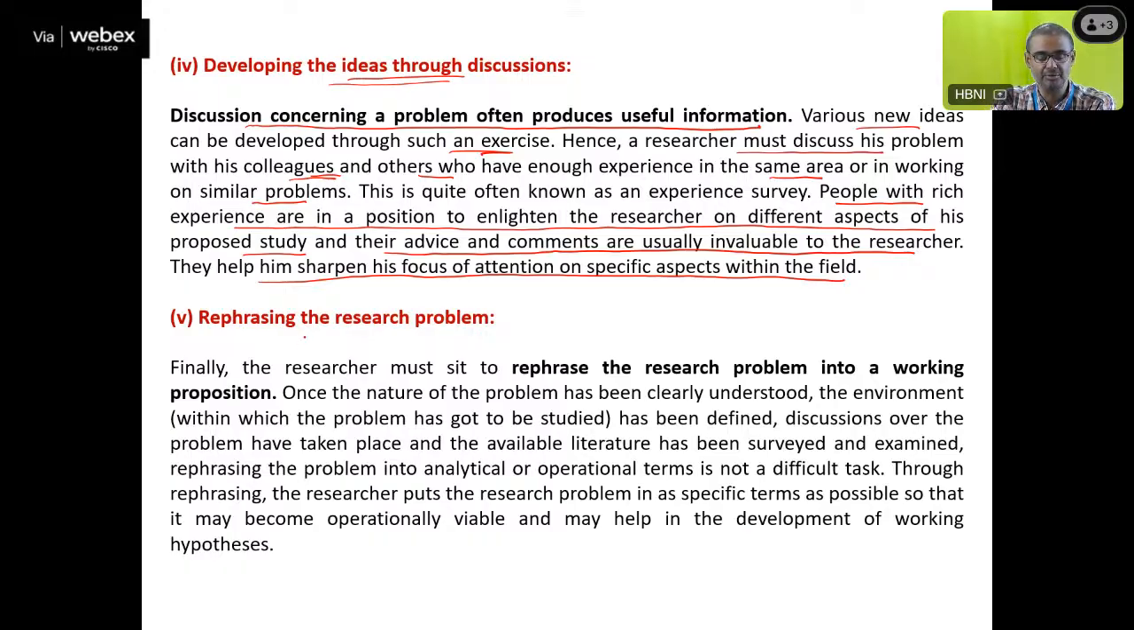Then finally, what you have to do? You have to rephrase the research problem. So after all this, you rephrase your research problem. Finally, the researcher must sit to rephrase the research problem into a working proposition.